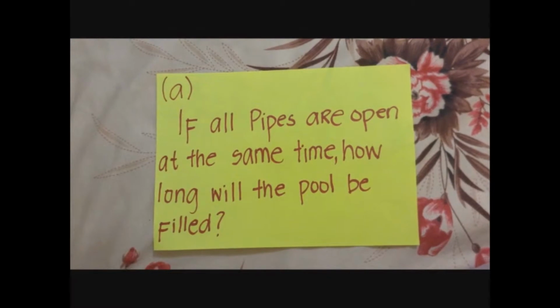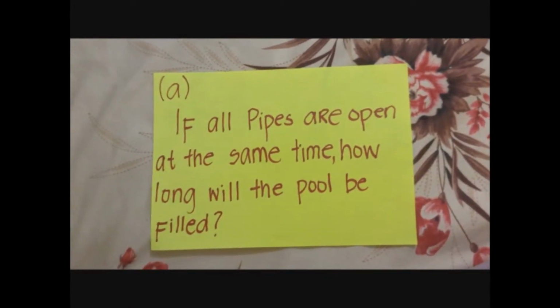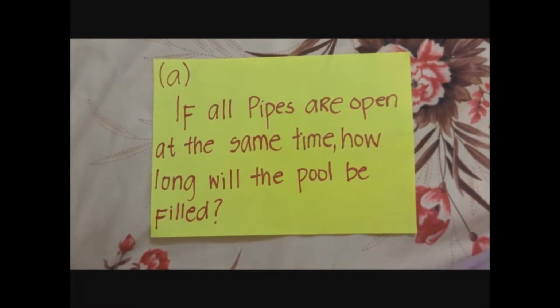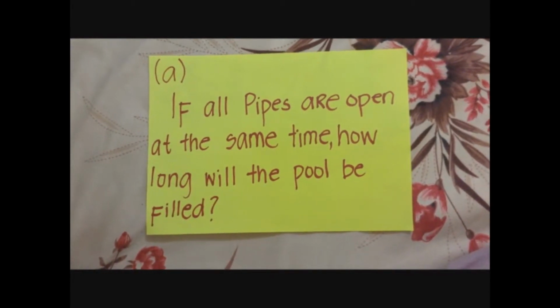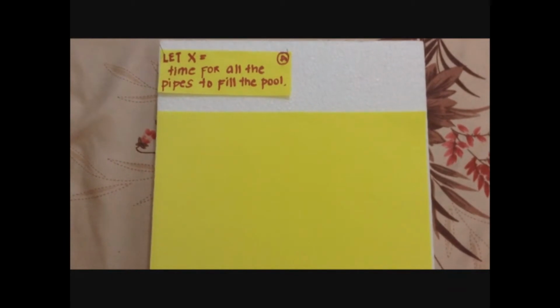Let's go back to the question, if all pipes are open at the same time, how long will the pool be filled? Since all of the pipes are open in this problem, we are going to use all of the pipes in the equation. As we have mentioned earlier, rate is going to be the fractional equivalent of the time to finish the work between the 3 pipes. And since time is not available, we will refer to it as x. So, let x be the time for all the pipes to fill the pool.